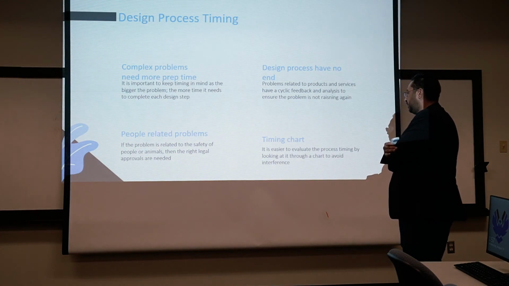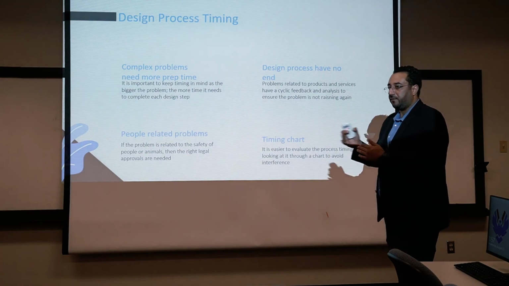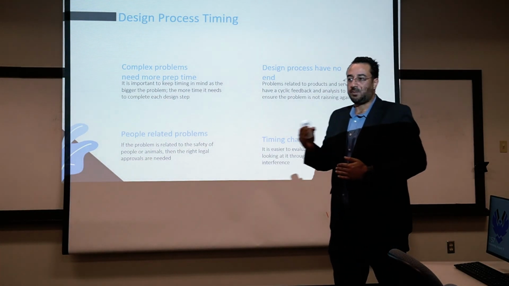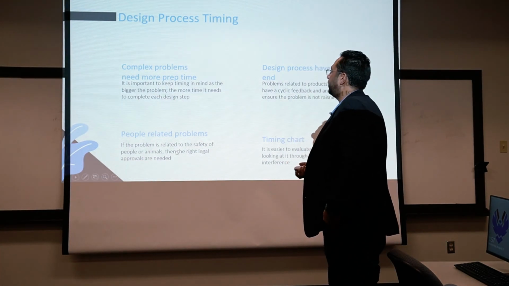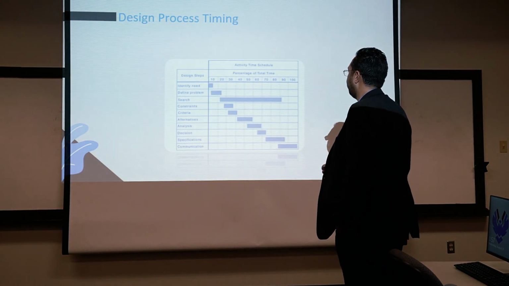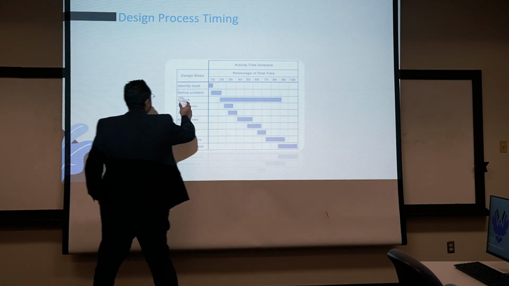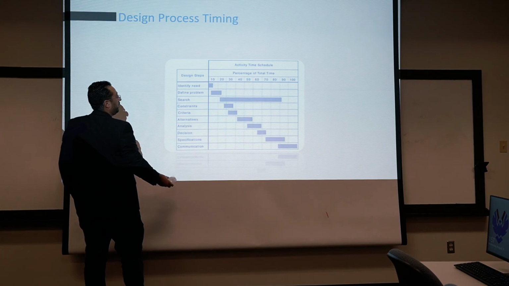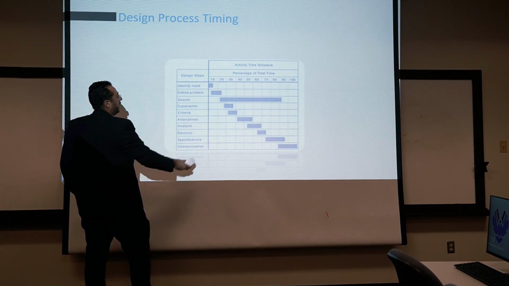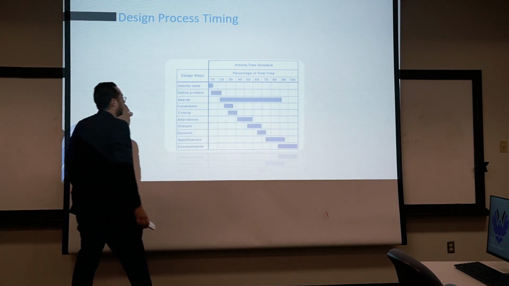Timing chart: you need to always use a timing chart so that it's easier to evaluate the process timing and look at it through a chart, so that you can avoid interference between step 1, step 2, and step 3, and so on. You can see here we have a timing chart, in case you're wondering how it looks. Let's say you have design steps here. I believe this is in your book. Activity time schedule, then the percentage of the total time.